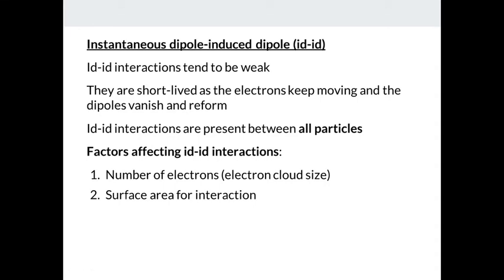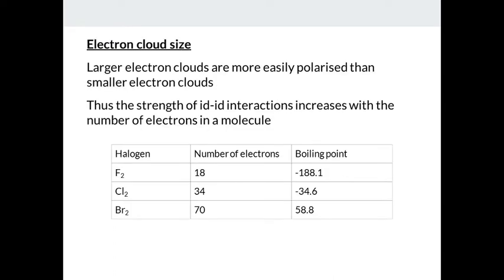So let us take a look at the first factor, which is the number of electrons, or the electron cloud size. The larger the electron cloud, the more easily they are to be polarized compared to smaller electron clouds. Thus, the strength of ID-ID interactions increases with the number of electrons in a molecule. So moving from F2 to Br2, the number of electrons increases, resulting in stronger ID-ID interactions, resulting in a higher boiling point, as the stronger ID-ID interactions require more thermal energy to overcome.